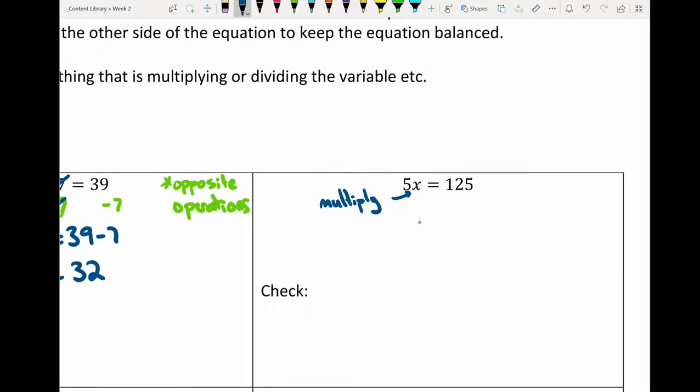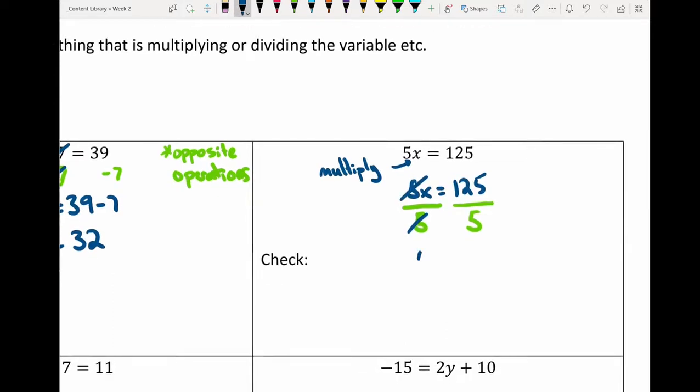So I'm just going to rewrite this a little bit lower. So 5x equals 125. To cancel out the multiplying by 5, I'm going to do the opposite operation, which is divide by 5. I need to balance it out, so I need to do the same thing to the other side. It'll cancel out on the one side, and I'm left with x equals 125 divided by 5, which is 25. So that is my final answer. I've solved for what x equals.